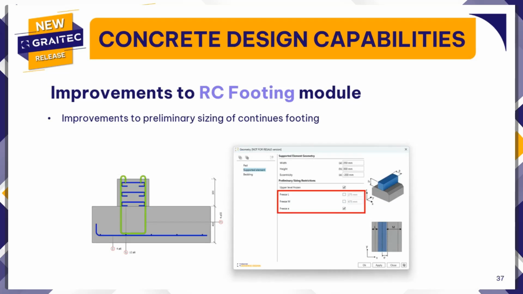For the RC footing module, we added the ability to perform preliminary sizing for continuous foundations, considering limitations to the wall eccentricity and the width of the footing on each side. So this enables better optimization of the shape, especially with the restrictions from the foundations of the next building.